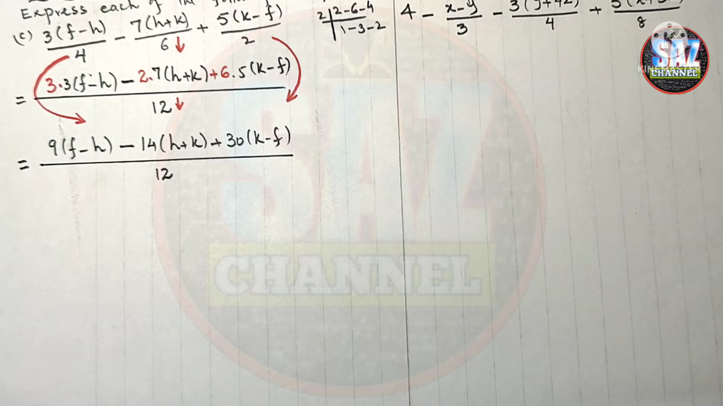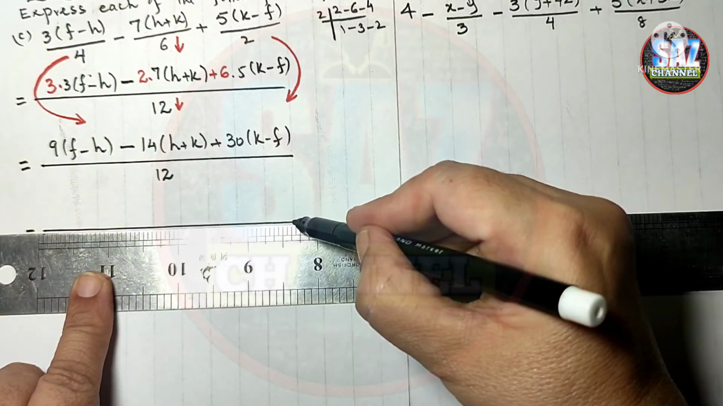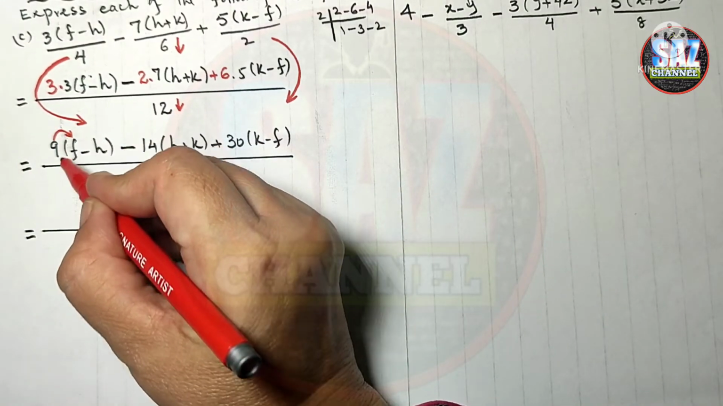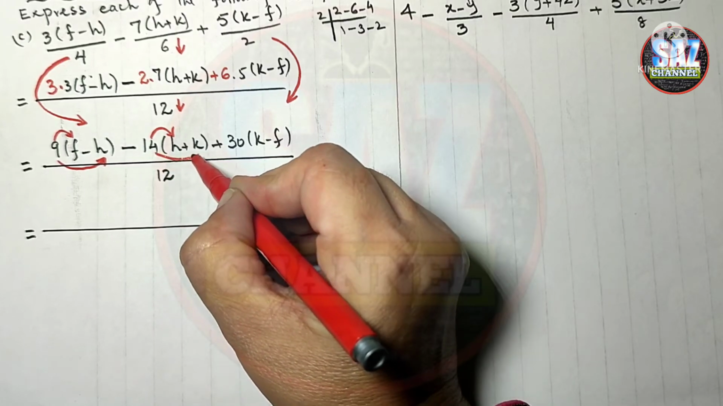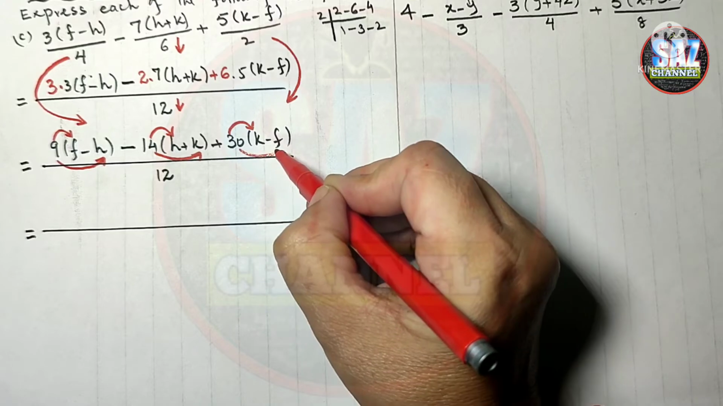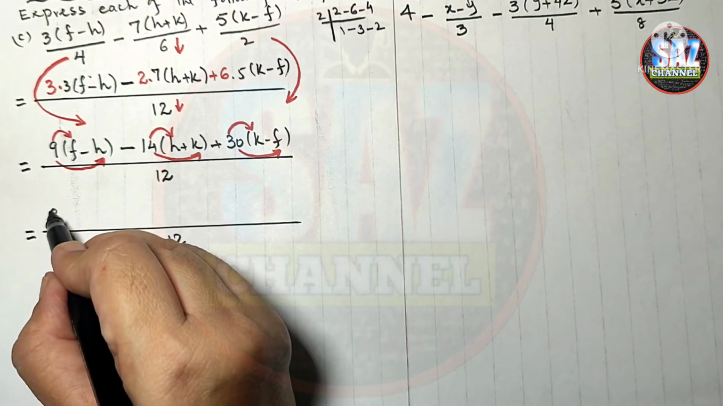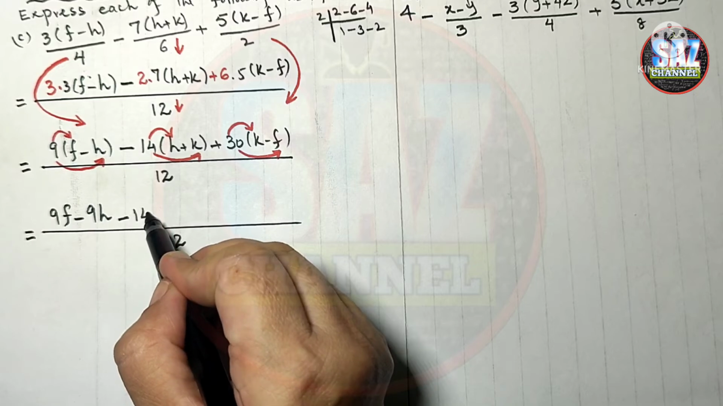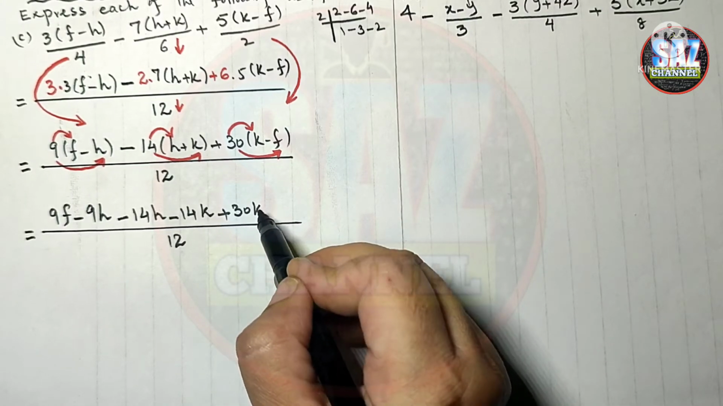Now, what to do next? Recall my previous questions, what do we have to apply? Distributive property. Let me first draw the fraction here, so that I can perform calculations easily. Always present your work in an orderly manner. For the distributive property, whatever is the number outside, we have to multiply that number carefully with every term inside the bracket, and be careful about the rules of integers as well. Then I write the LCM 12, 9f minus 9h, minus 14h, minus 14k plus 30k minus 30f.